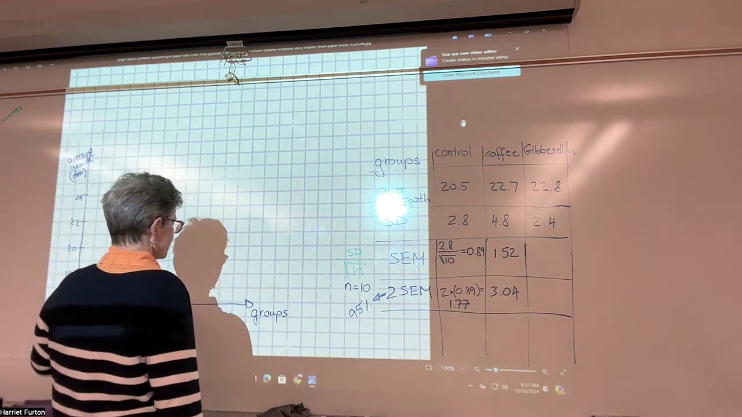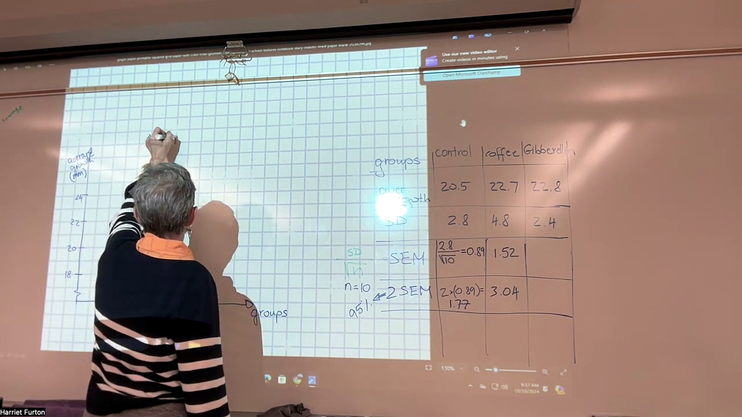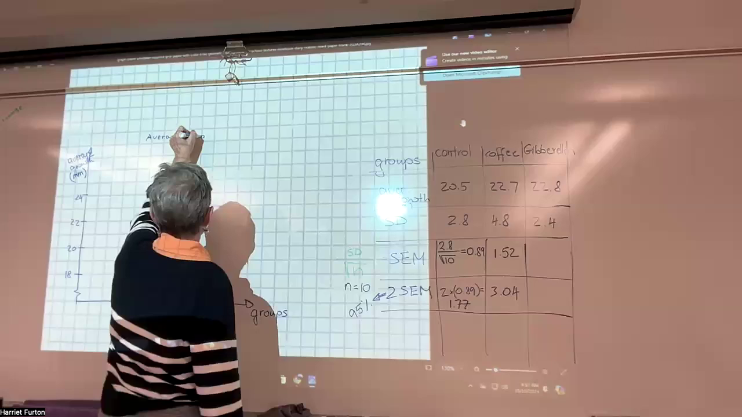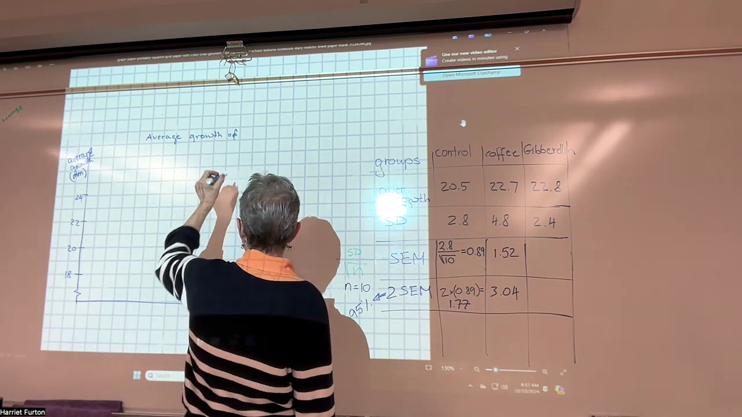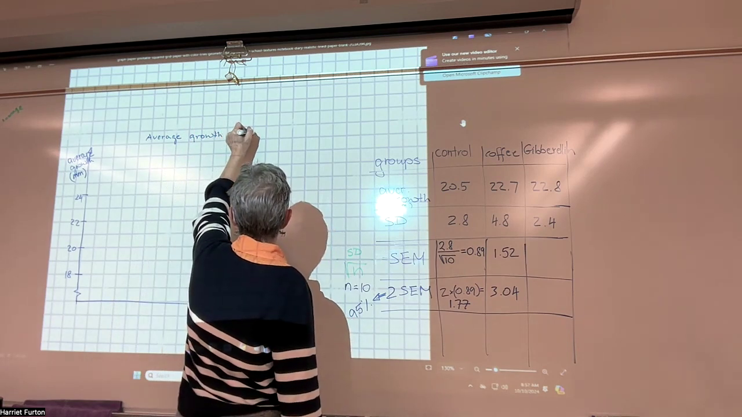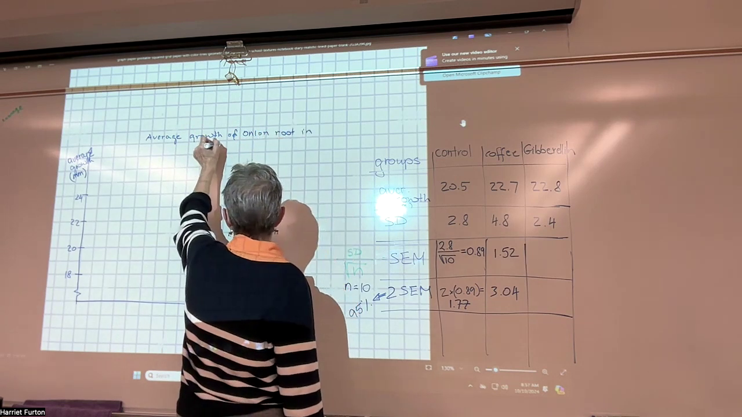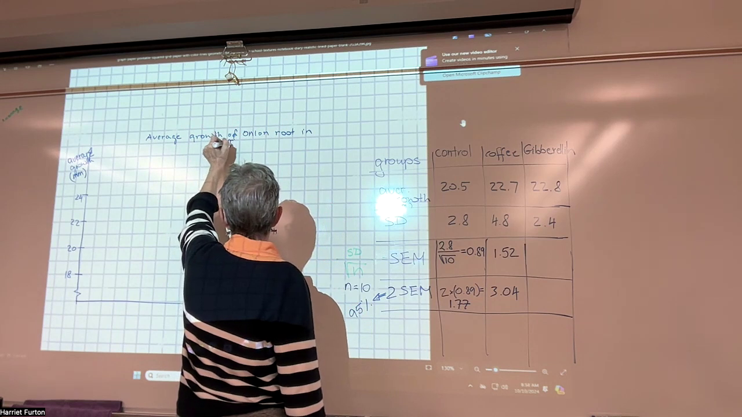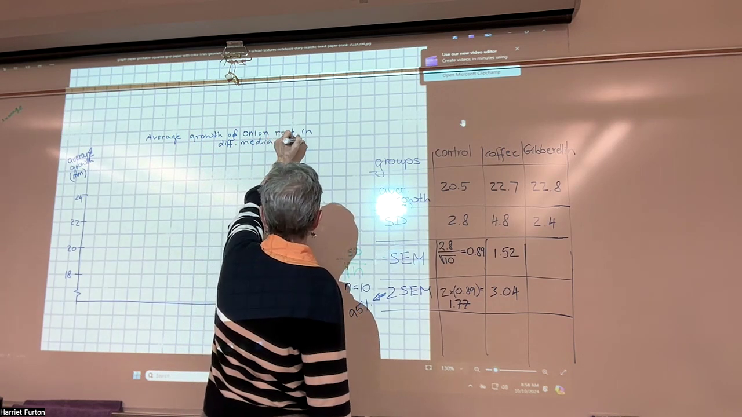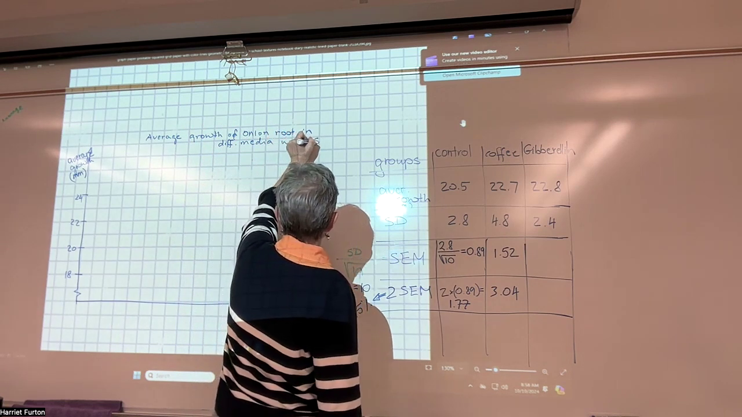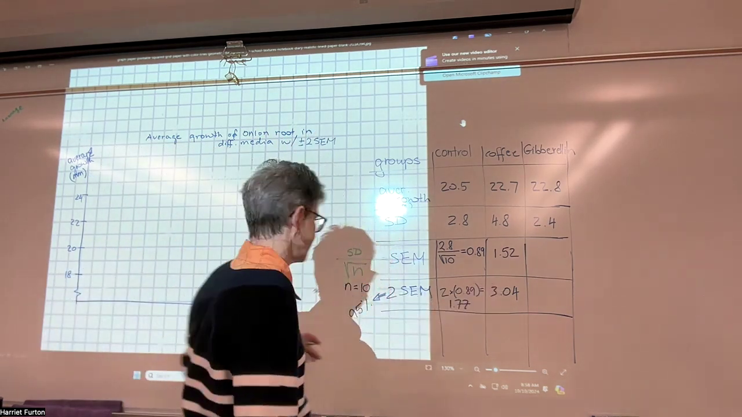Now the title will be: average growth of onion root in different media, with plus or minus 2 standard error of the mean. So we will plot those values too.